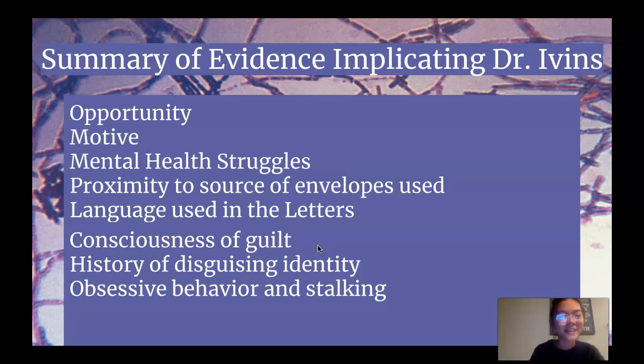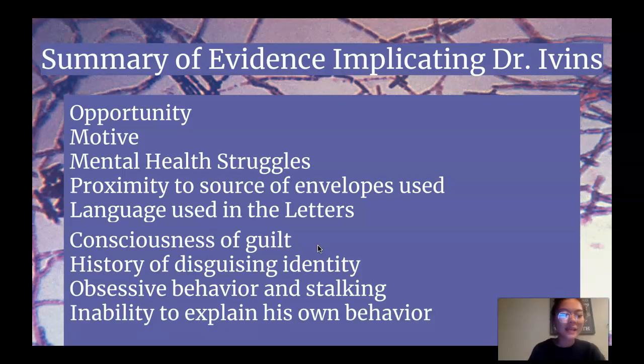What makes this crazier is that the letters were sent from a mailbox outside of the Kappa Kappa Gamma sorority house, the same house that he had repeatedly stalked in his early 20s. Crazy. He then has the inability to explain his own behavior. So before the anthrax mailings, he would spend a lot of time in the laboratory by himself, and this was very unusual, and he couldn't explain why he was doing that.